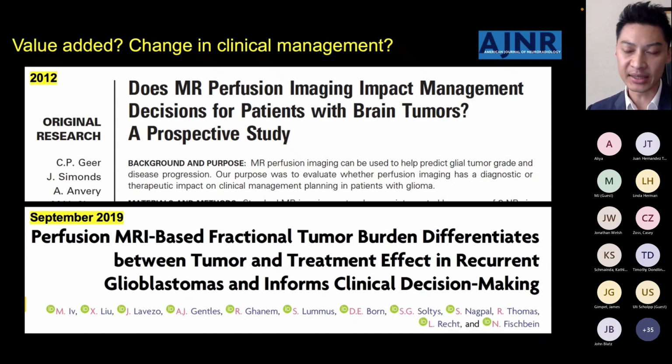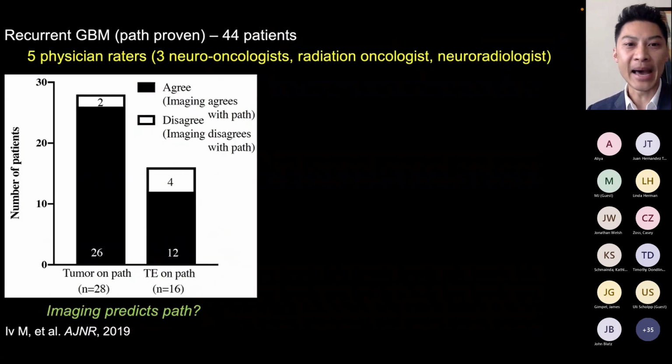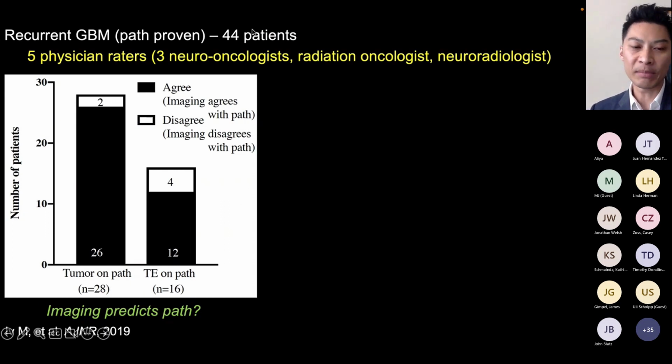So we wanted to look at this on a more systematic level here. This is a retrospective study of 44 patients with suspected recurrent GBM who had histopathology and surgical resection. Of these 44 patients, 28 had tumor on pathology and 16 had treatment effect on pathology. So not all of these were tumors.